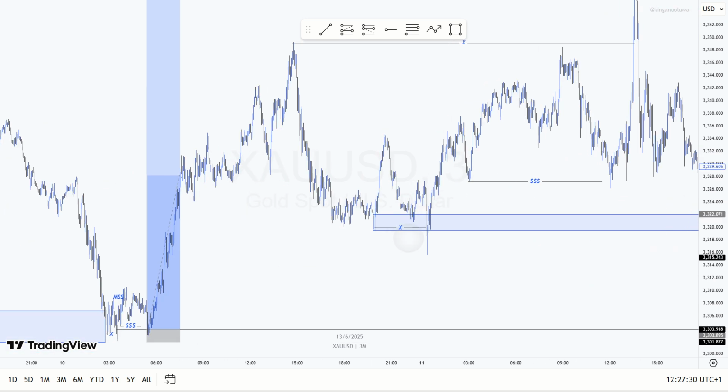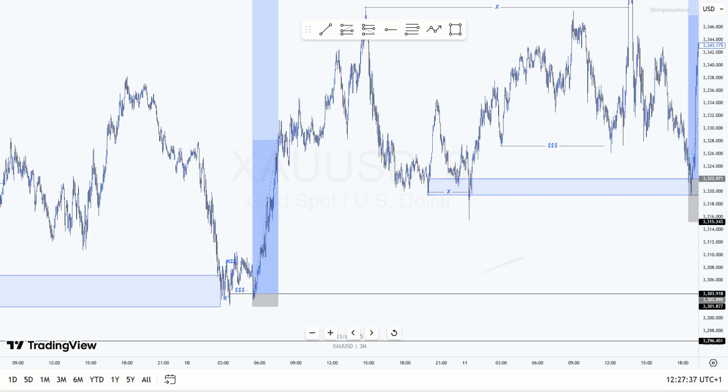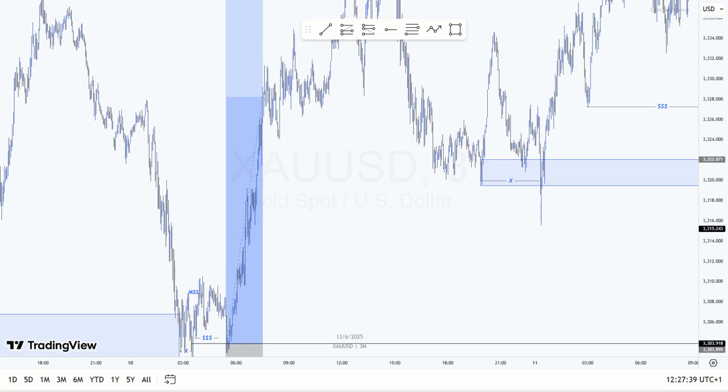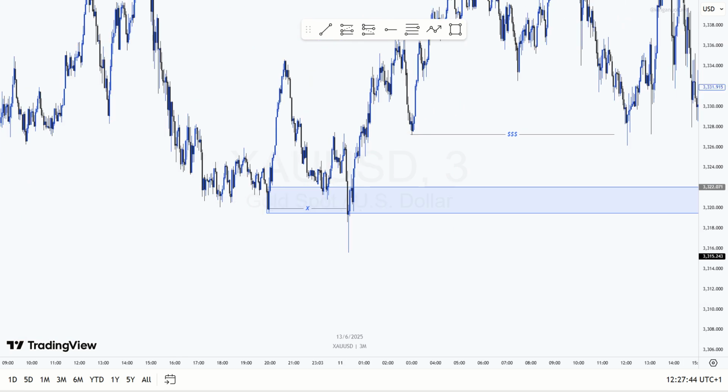So my strategy, I trade structure, liquidity, and POI. And my POI are order blocks and breaker blocks. So that's it right here. So you see that it's the same thing over and over again: break of structure, market structure shifts, liquidity, and POI.